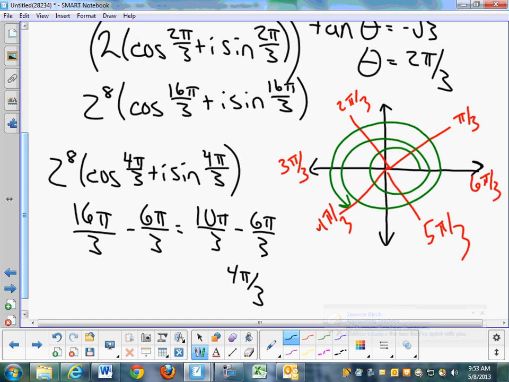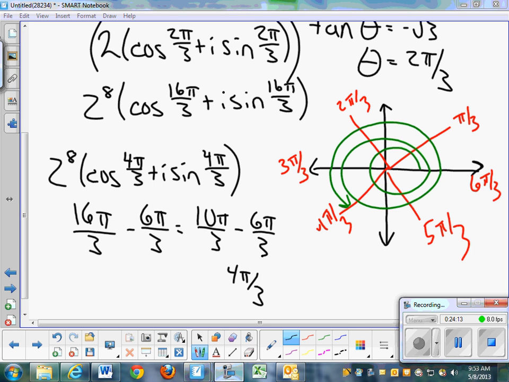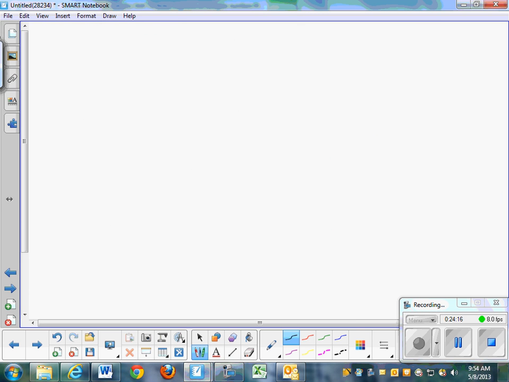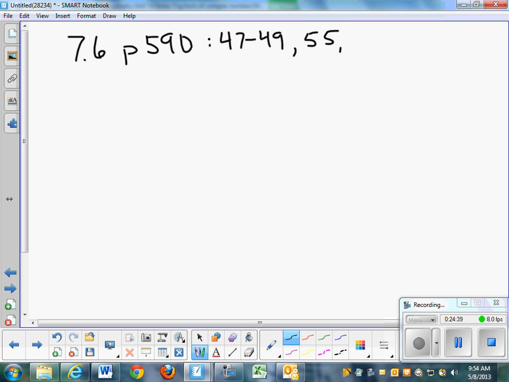So okay, time to practice. You guys did well today. Okay, so we're going to do section 7.6, page number 590. And I think it would be really good if we tried the easy problems that we started off with, which would be 47 through 49. You just do the basic multiplication and division piece. 55, you'll do the same thing, multiplication, division, but you have to transform it into trigonometric form first. So that'll be good practice for us.